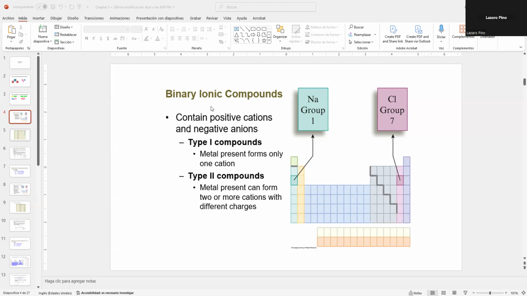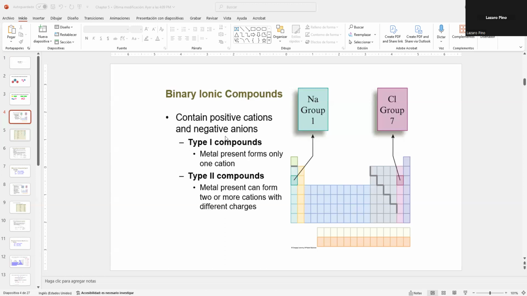But we have what we call ionic compounds. What is an ionic compound? An ionic compound is always made of a metal that is to the left in the periodic table, to the left of this zigzag line, and a non-metal that is to the right of the zigzag line that you can see here. But we have two types of ionic compounds.